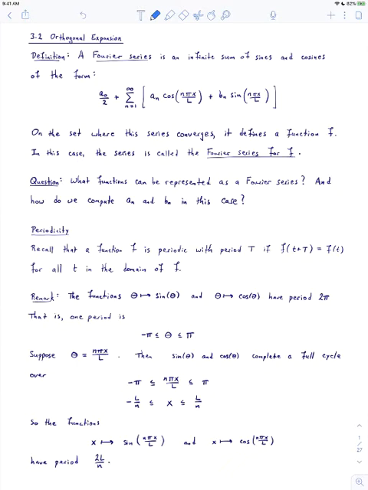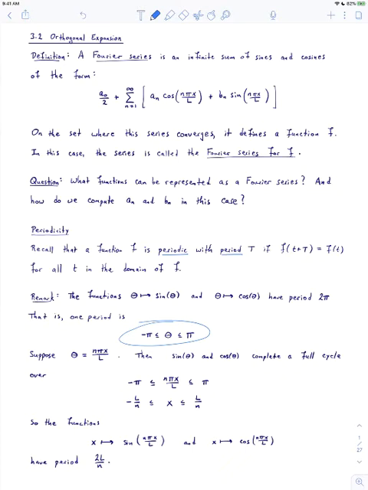Well, first let's talk a little bit about periodicity. Recall that a function f is periodic with period T if f at t plus capital T is equal to f at t for all t in the domain of f. That's what it means for a function to be periodic with period capital T. The functions that take theta to sine of theta and theta to cosine of theta both have period 2 pi. That is, one period can be represented as the interval minus pi to pi.